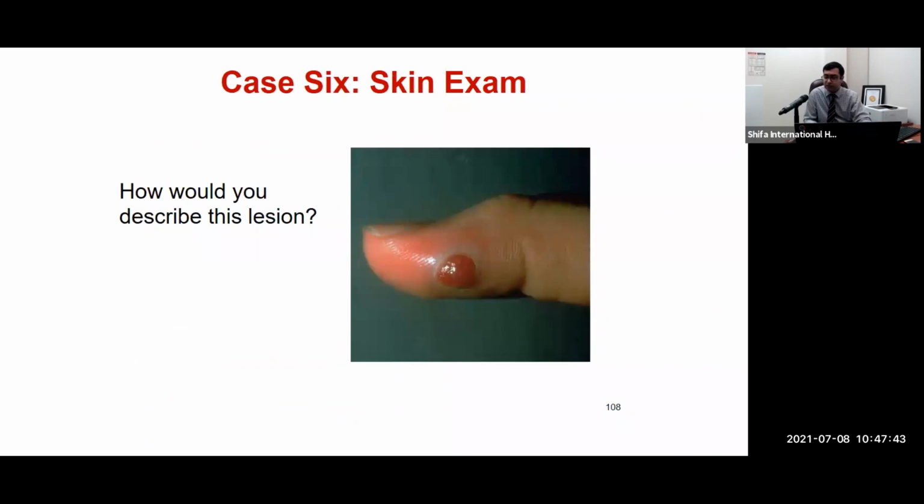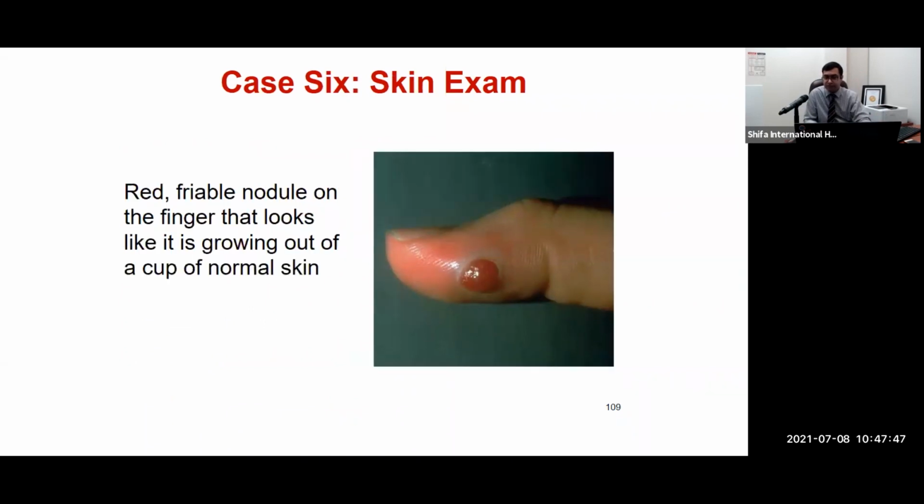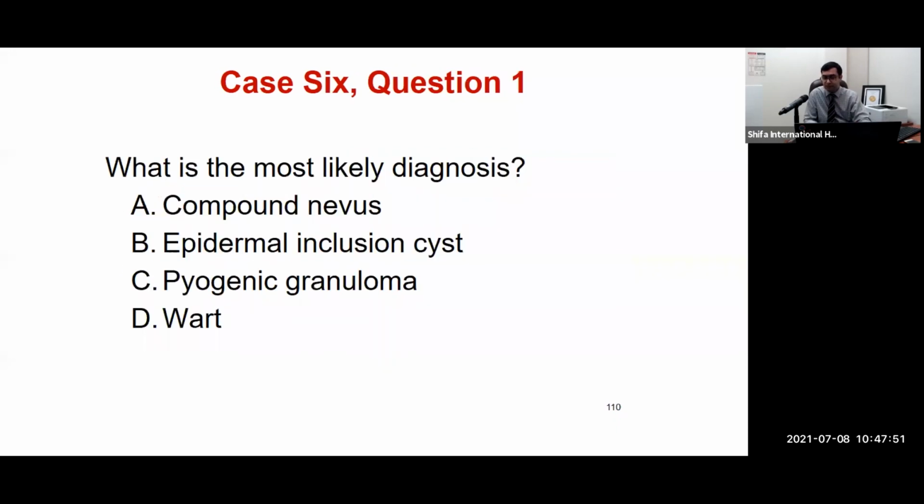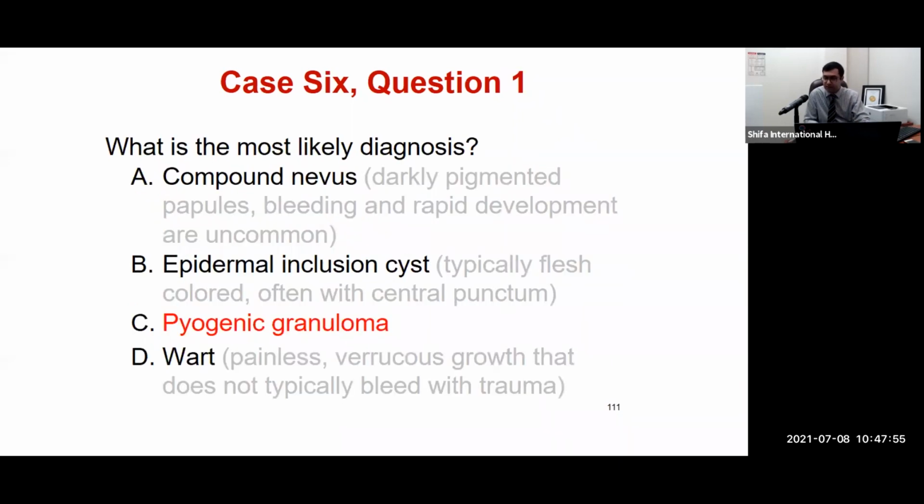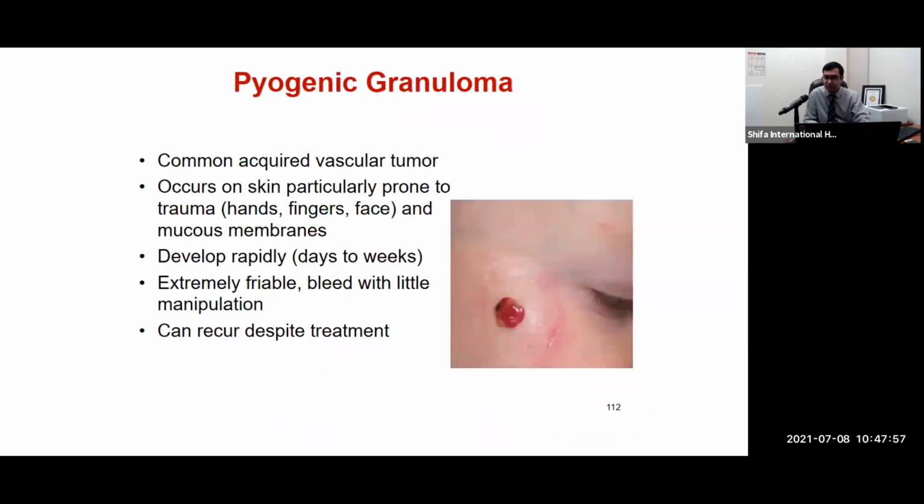So think outside the box. I'm sure most of us would have seen this. This bleeds repeatedly. Anyone? Yeah, pyogenic granuloma. So it's a very common acquired vascular tumor. It develops rapidly, over days to weeks. Very friable, bleeds with very little manipulation, and can recur despite treatment.